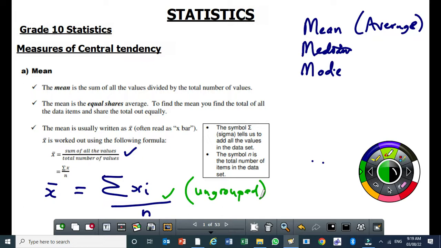Yes. This is the notation for the mean. It's x with a small line on top.